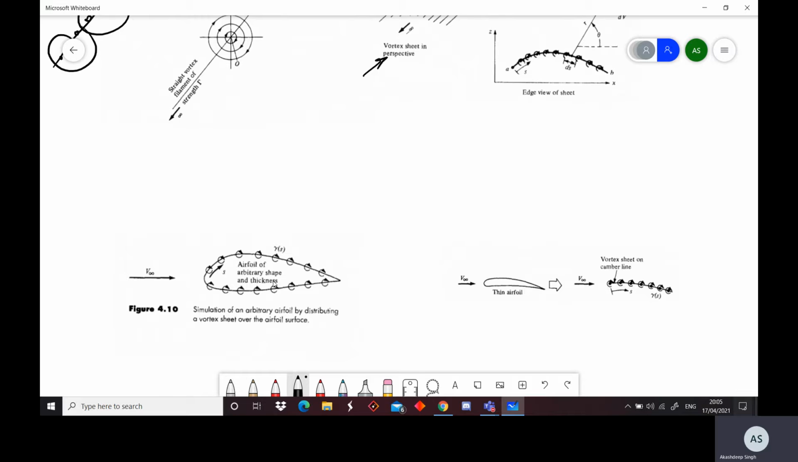For a thick airfoil, we'll have not a single line, it will be like this, but we are assuming a thin airfoil will be like this. So on the camber line, we'll have this vortex sheet.